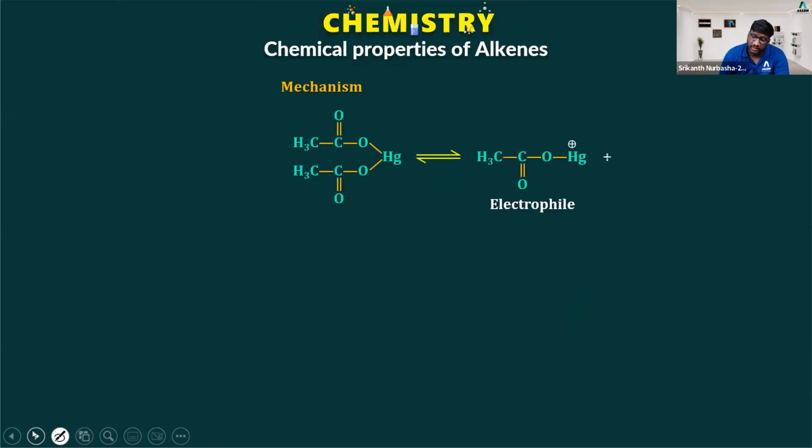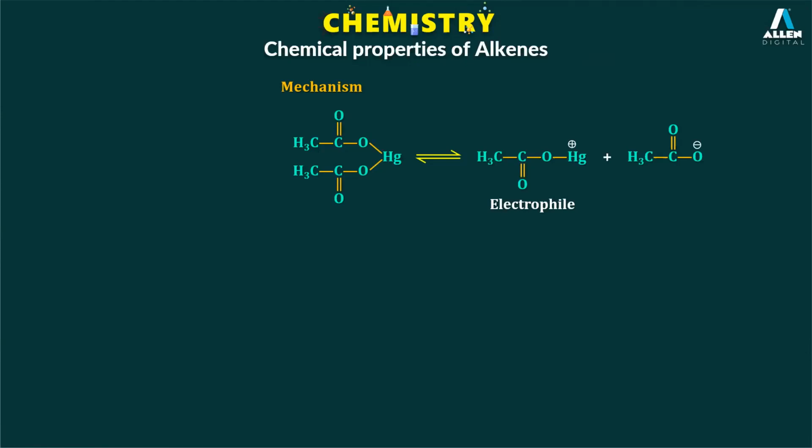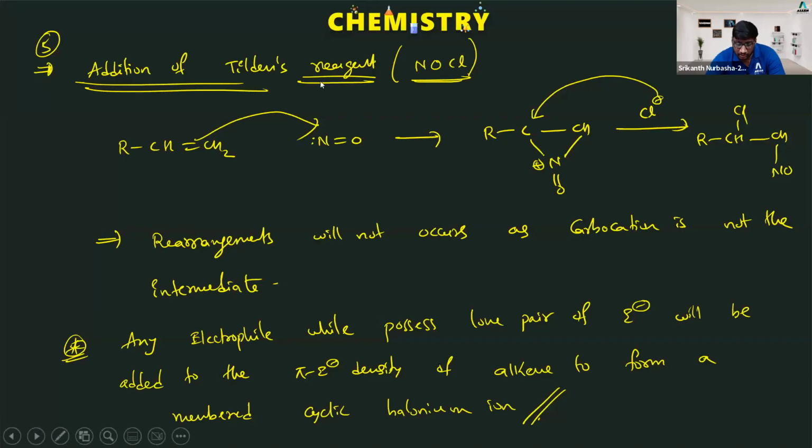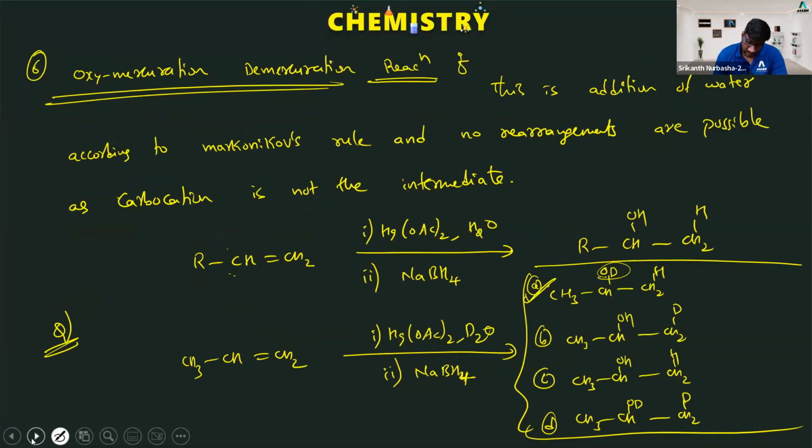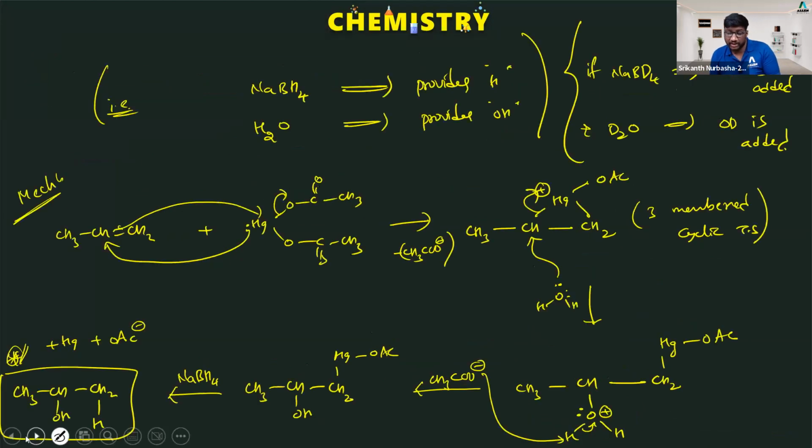The mechanism will look like this. I think we have discussed the mechanism previously. The pi electrons attack mercury, forming a 3-membered ring structure. Then water acts as a nucleophile and attacks the electrophilic carbon. Then finally NaBH4 comes in and provides the hydrogen, and loss of mercury happens.